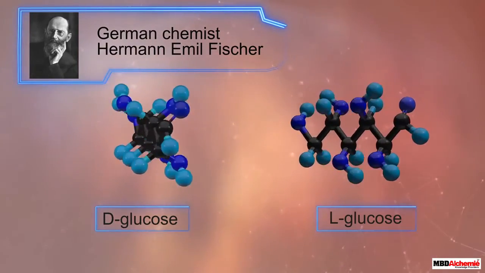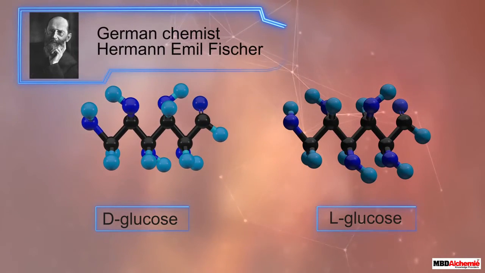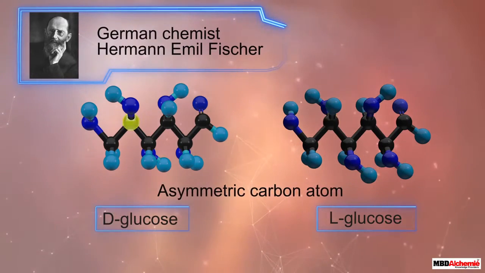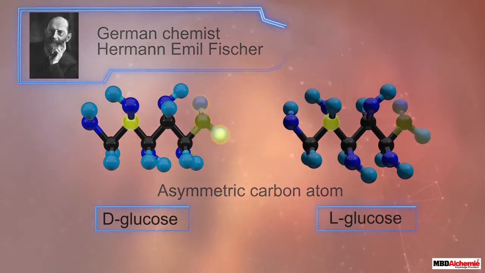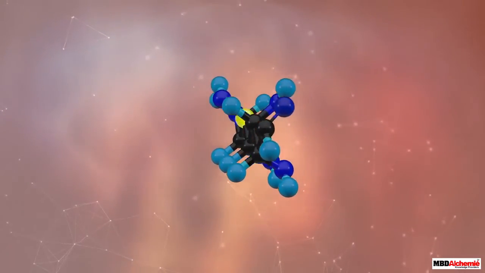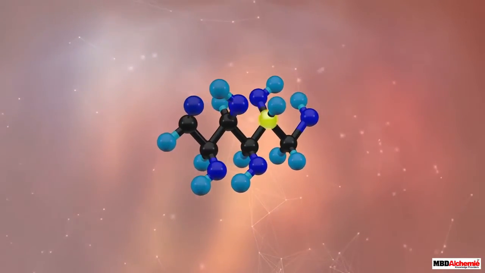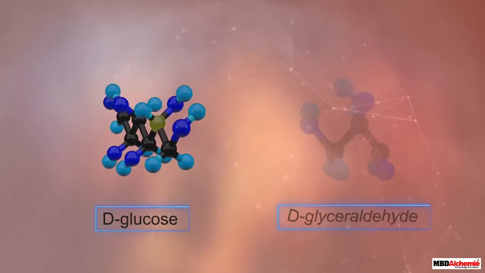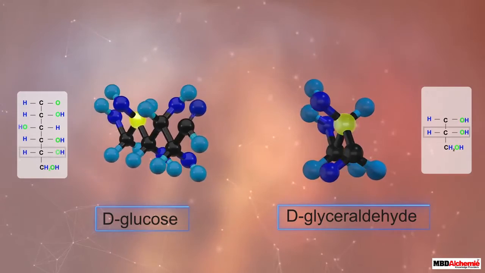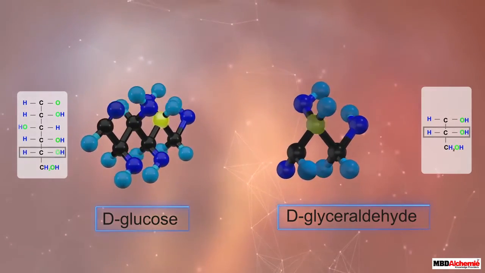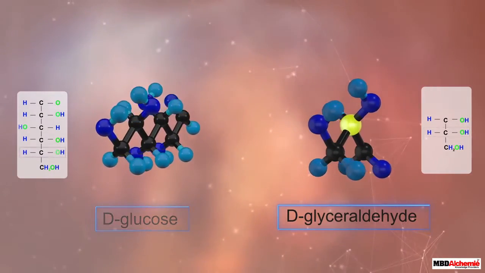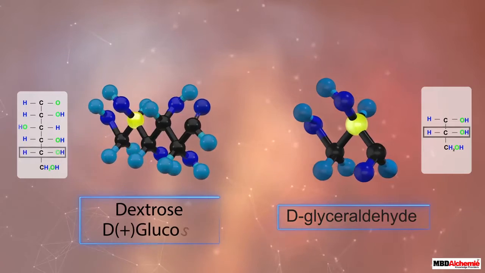Now, in the case of a monosaccharide, the spatial arrangement of the hydroxyl groups around the asymmetric carbon atom farthest from the carbonyl group decides its L or D notation. The spatial arrangement of the hydroxyl groups around this carbon is compared to that of the groups around the second carbon of the dextrorotatory isomer of glyceraldehyde. If the arrangements are found to be similar, as in the case of dextrose, the monosaccharide is assigned the D notation. That is why dextrose is named D+ glucose.